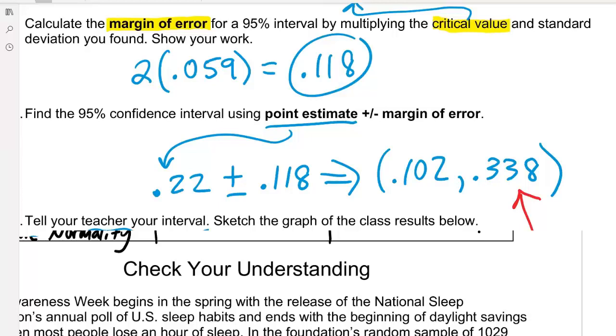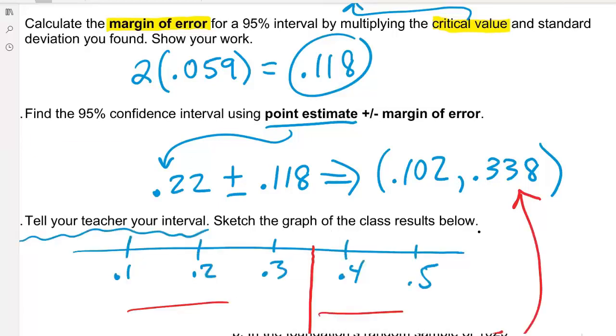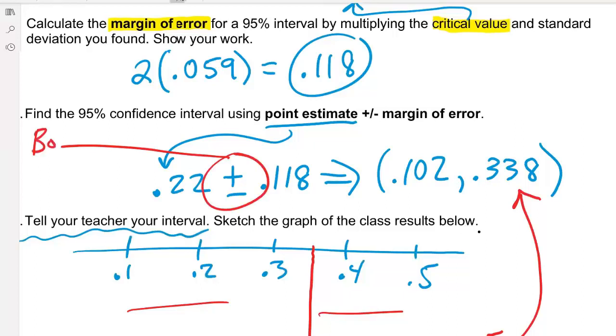Do you see the plus or minus? Yeah. Both critical values. That's why you don't have to really care about plus or minus, because it's going to come out in the formula anyway. Okay.